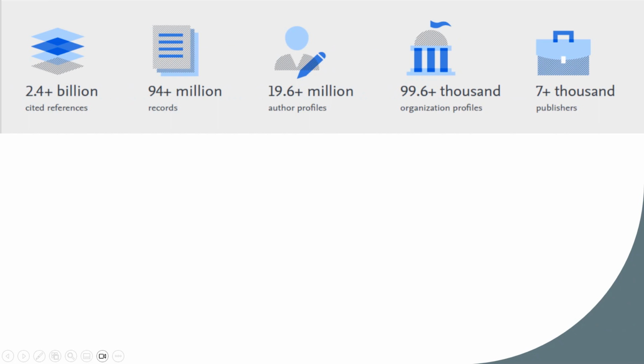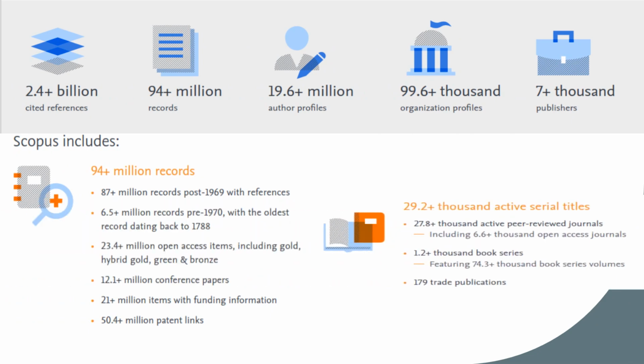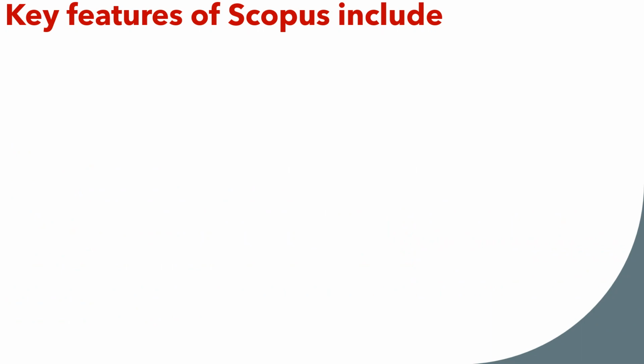94 plus million records the Scopus database has, and more than around 20 million authors are registered, meaning associated with the Scopus. 99.6 thousand plus organizations are there, 7,000 plus publishers are there, and this is the summary of the Scopus database. How many different papers and different things are there?